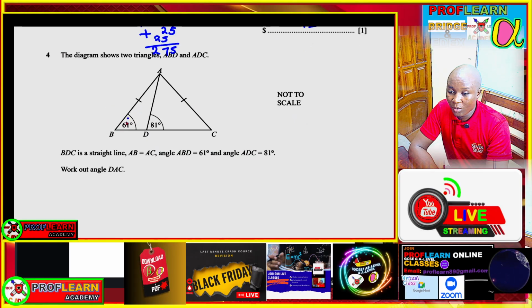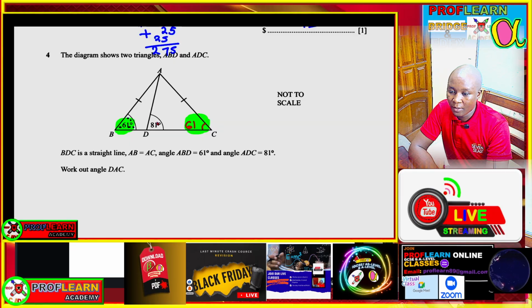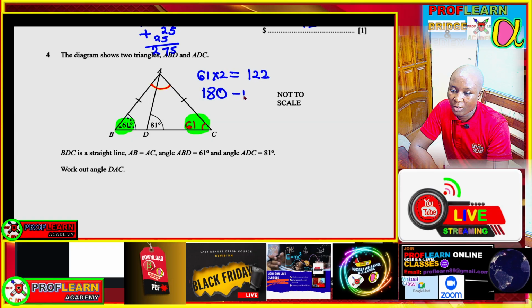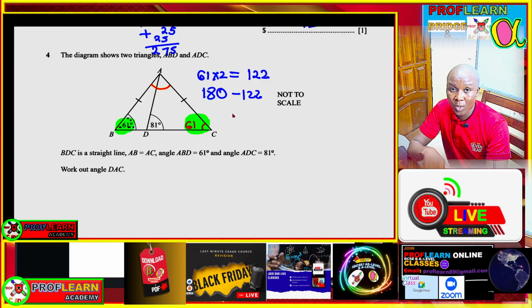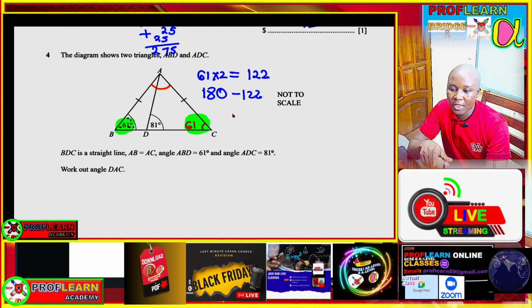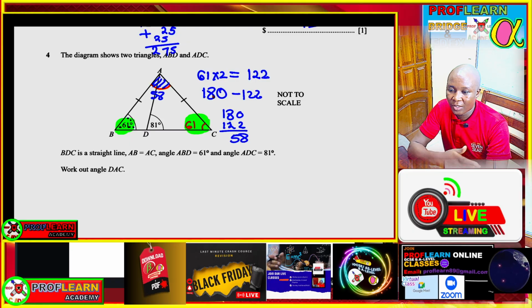And then in this question, we are told that triangle ABC is an isosceles triangle, so base angles are equal. So this and this angle are 61. Then we can find that the angle at the top, BAC, is 61, because the base angles are the same. So we shall say 61 plus 61, which will be 122. Then 180 minus 122 will give us angle BAC. If we work it out, we are going to get 58. The whole of this angle is 58.